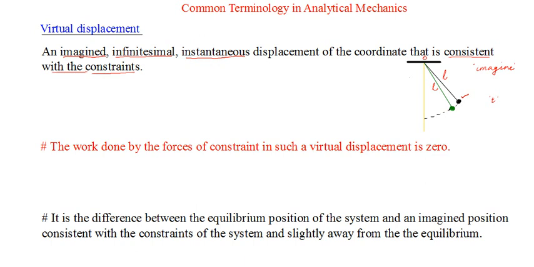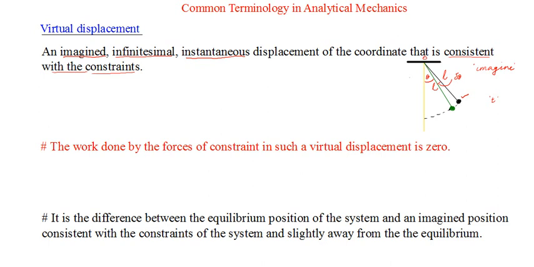So let me show that. Suppose the displacement here will be some angular displacement. Let this angle be theta, the angle made by the string of the pendulum with the vertical. Now I'm imagining a very small angular displacement here, and I'm representing this angular displacement by delta theta. I'm not writing d theta, instead I'm writing delta theta, and that is a mathematical symbol that is accepted for representing virtual quantities in analytical mechanics.